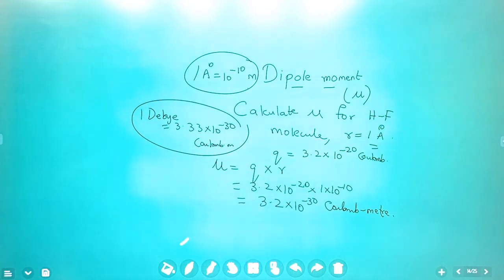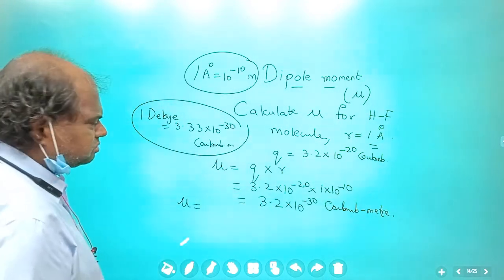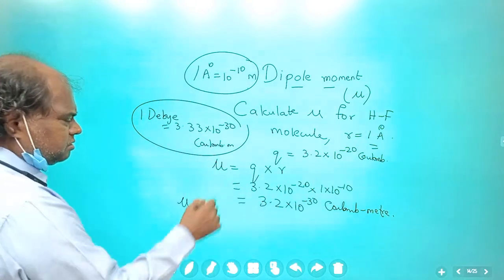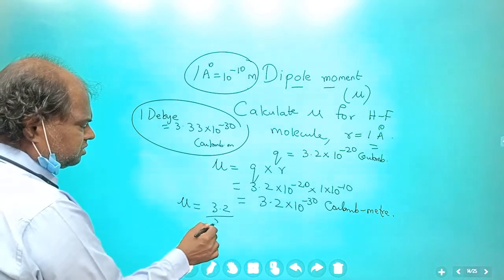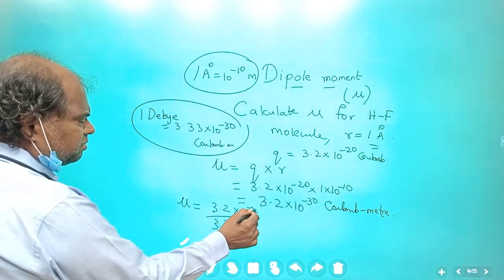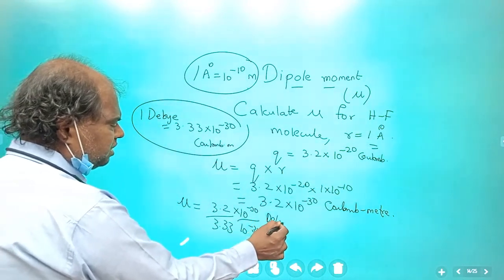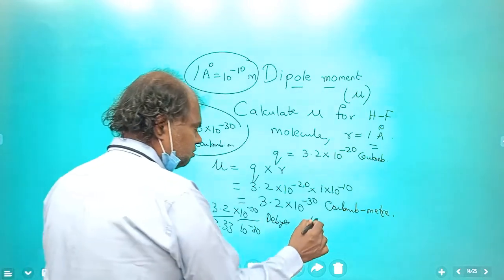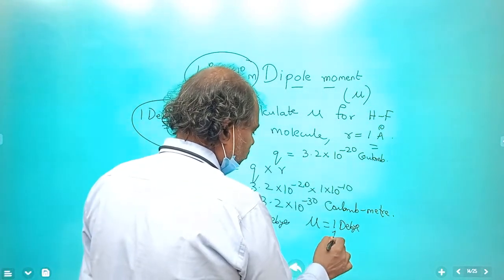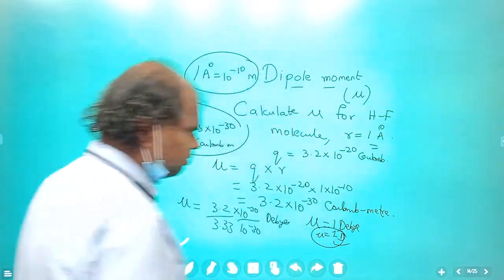So if we give it in debye, mu is equal to 3.2 by 3.33 into 10 to the power minus 30 divided by 10 to the power minus 30, since 1 debye is this much. The 10 to the power minus 30 will cancel, students. So you'll get approximately 1 debye. You can say mu is equal to 1 D. Correct? You will get 1 debye.